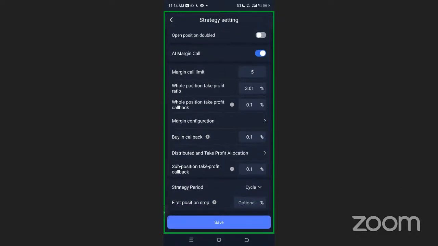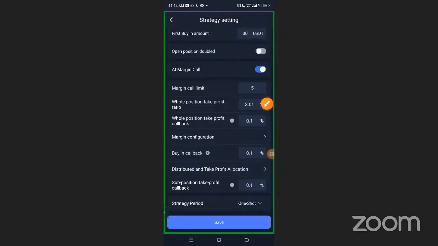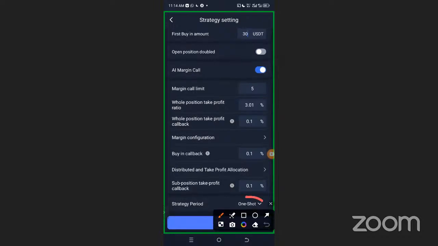Come here on strategy period. Put it in one shot. If you put it in one shot, what are you commanding your robot? Simple. You are telling the robot that when you buy this coin and the market rises, you sell it. Give me my profit and the capital invested in that particular coin. Then I can go and select another coin which is performing well in the market.